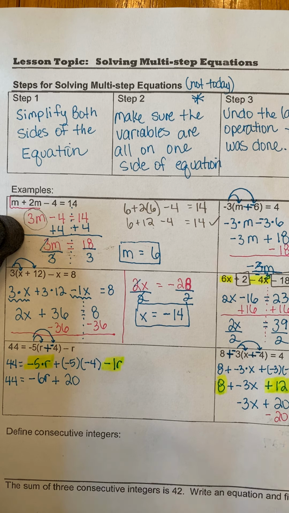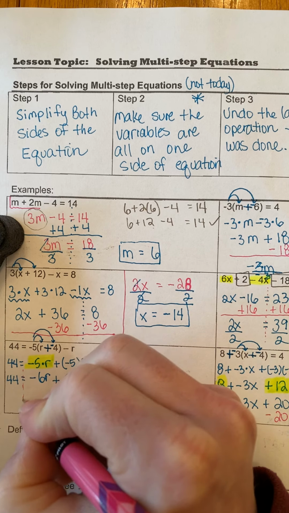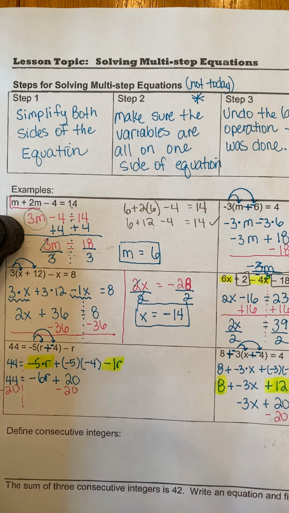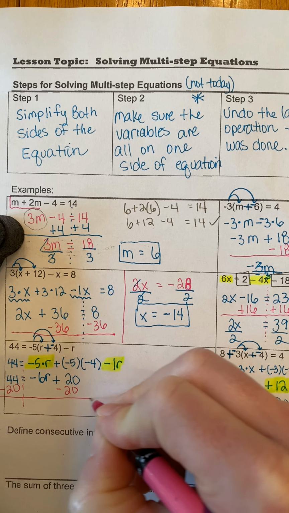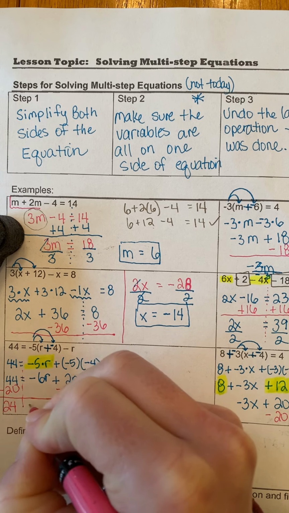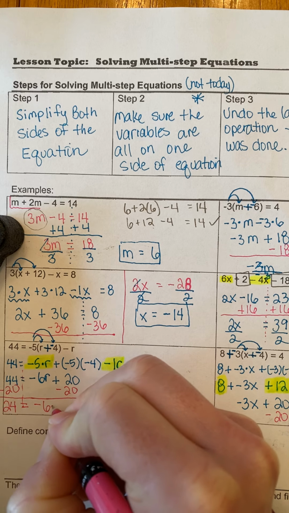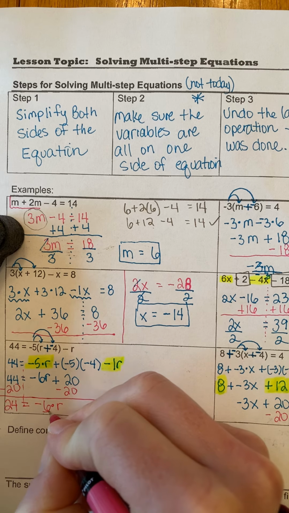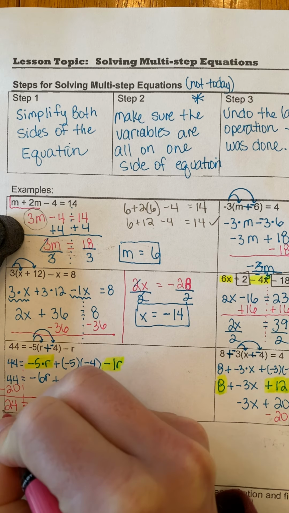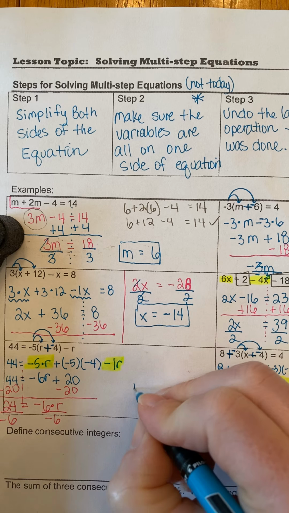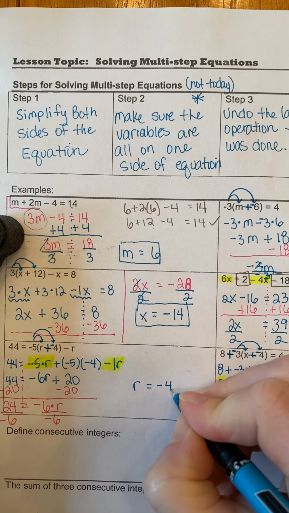So now I'm to the solving equations part. I undo this addition of 20 by subtracting 20. 44 minus 20 is what? 24 equals negative 6 times r. I divide both sides by negative 6. And I get r equals a negative 4.